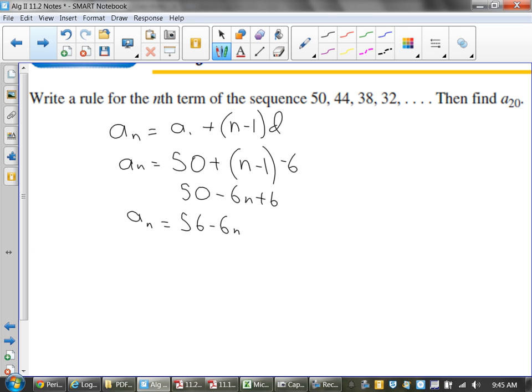You're just writing out the rule first, because now the second part of the question is, what is a sub 20? What's the 20th term? Put 20 in for n.